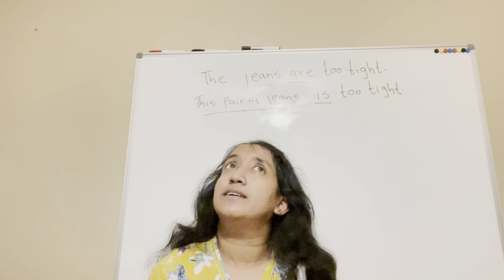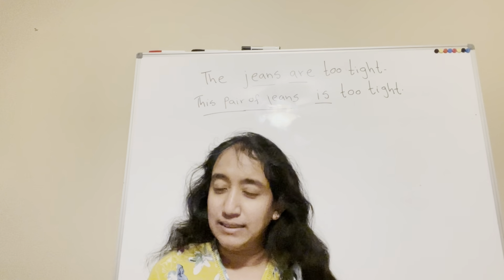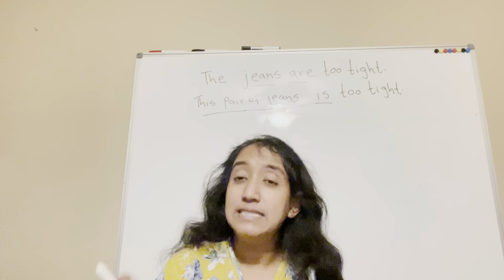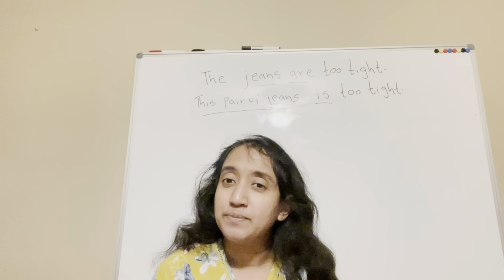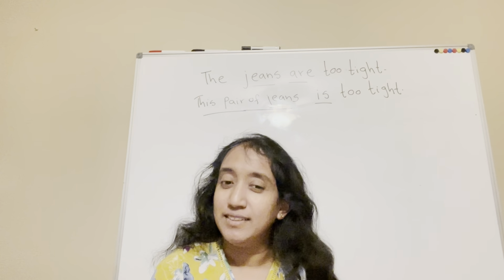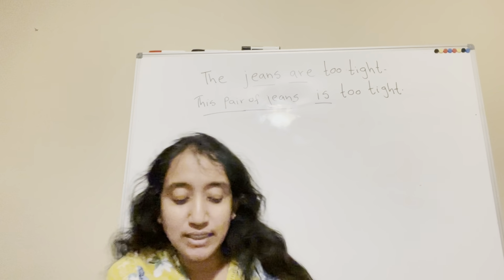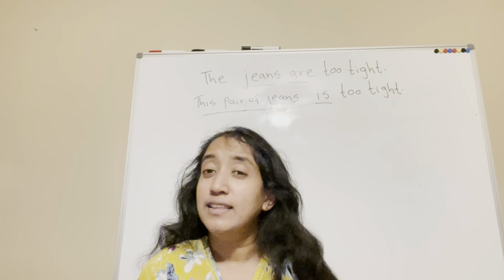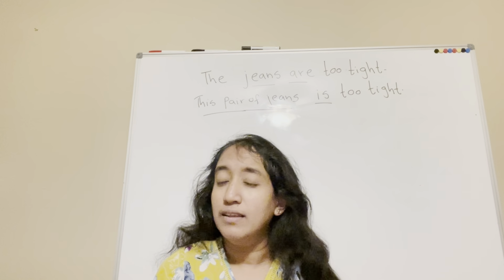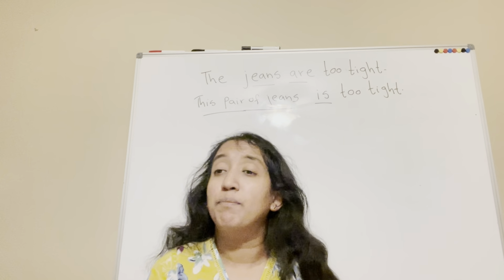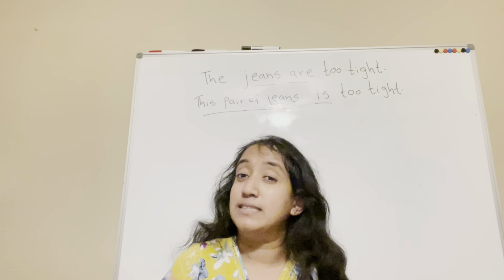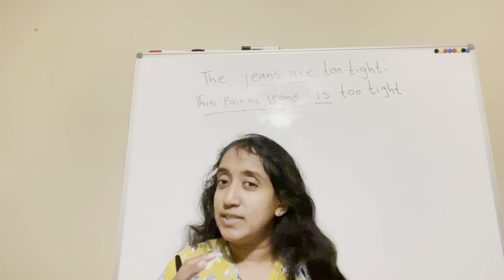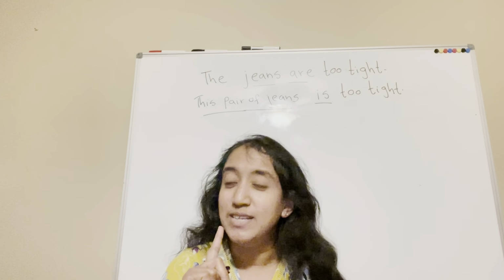Let's take the word Beatle in a sentence. The Beatles are a popular group. But if we use the word team with that, the team, can we use are? No, the team is popular. The Beatles are popular. The team is popular. We take team as one collective noun.